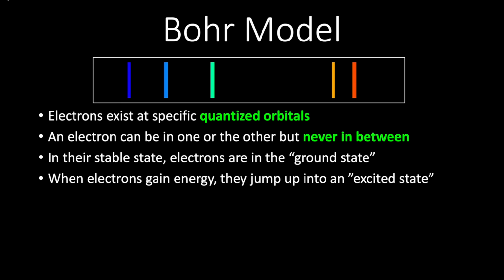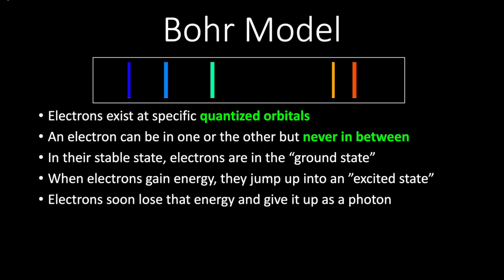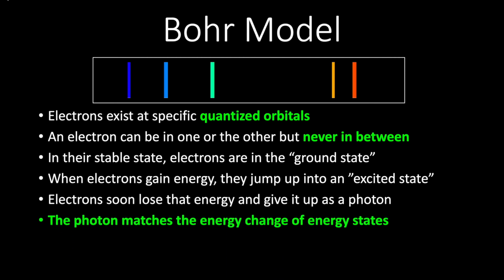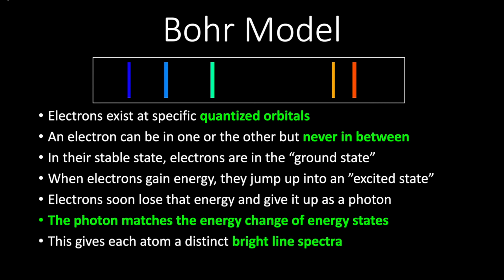After being excited, electrons soon are going to lose that energy and give it up as a photon. The photon that the electron gives up matches the energy change of those changes in states, and this is what's going to give us a distinct bright line spectra, as we can see at the top of the page, that is specific for each individual atom based off of its shells.